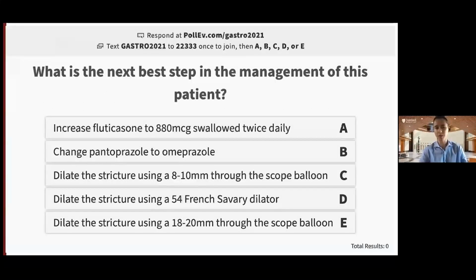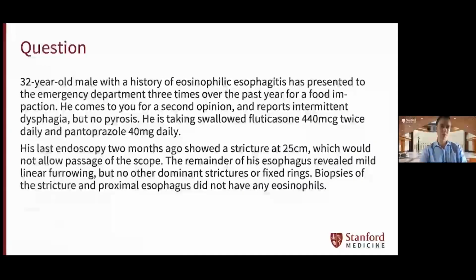So the question here is, what is the next best step in the management of this patient? A, increase fluticasone steroid dosing, basically double it. B, change pantoprazole to omeprazole, rotate the PPI. C, dilate the stricture using an 8 to 10 millimeter through-the-scope balloon. D, dilate the stricture using a 54 French Savary dilator. And E is to dilate the stricture using an 18 to 20 millimeter through-the-scope balloon. So we'll go to the poll app and we can go back to the question stem.